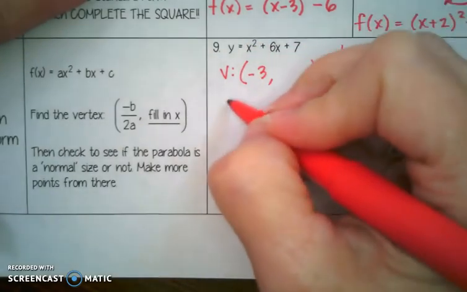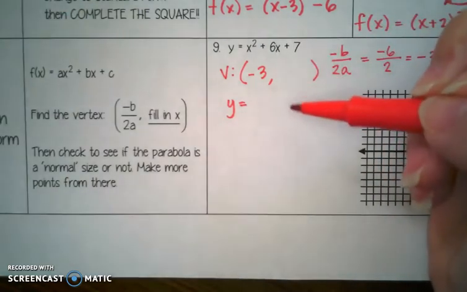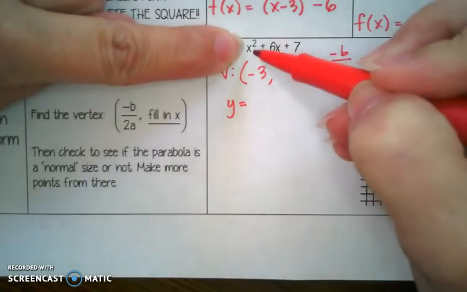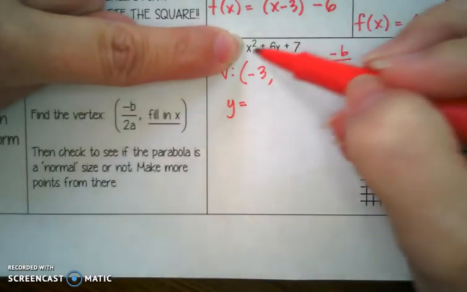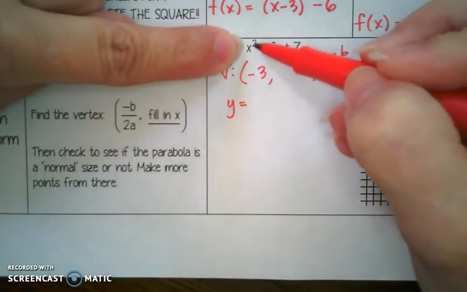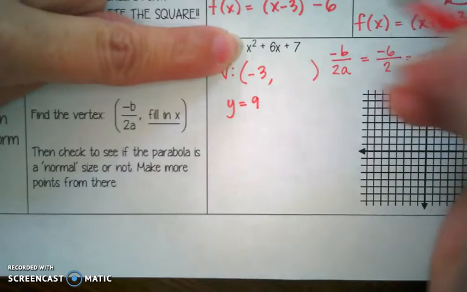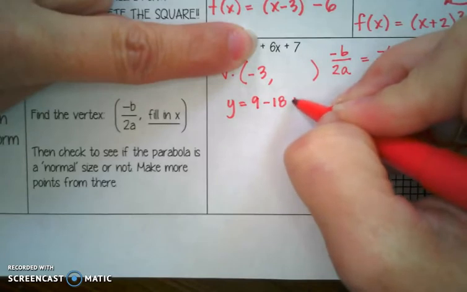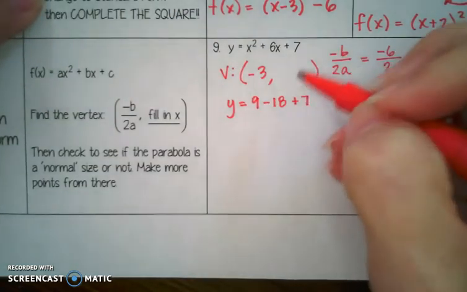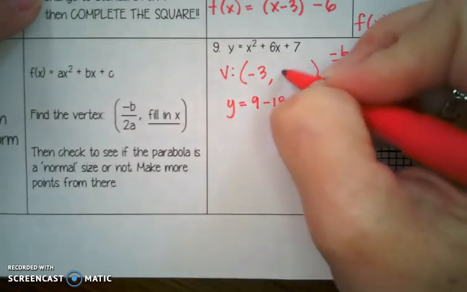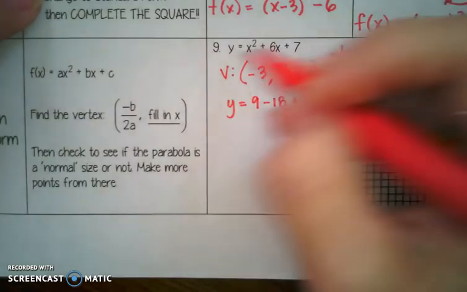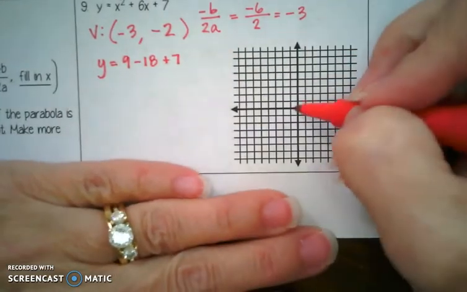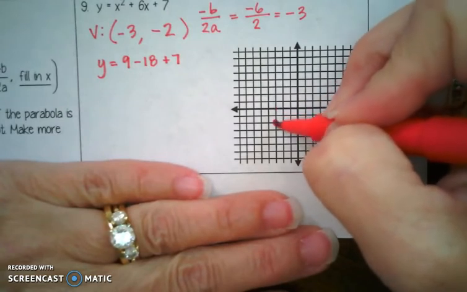So to figure out what y is, remember that even though there's nothing in front of this, it's just a 1, we always square. Exponents come before multiplying, so we're going to square first. Negative 3 squared is going to be 9. 6 times negative 3 is negative 18, and then plus 7. So if we work this out, that's negative 9 plus 7, which is negative 2. So now we know the location of our vertex. So let's go ahead and come over here. Our vertex is (negative 3, negative 2).